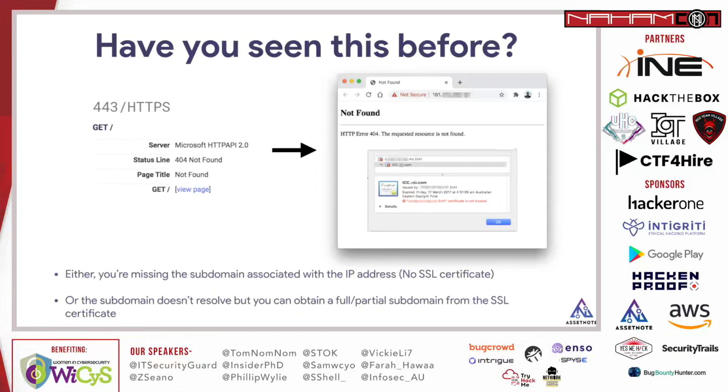So in this scenario, you can see in the screenshot that I've provided that there's actually an SSL certificate which has the subdomain listed in the common names for the certificate. This is really handy. I'm not saying that this is going to happen all the time when you attack IIS servers, but if you do find an SSL certificate with a subdomain, that should be the first piece of information you use when you try and make this web server respond with an actual application instead of this HTTP API 2.0 error.